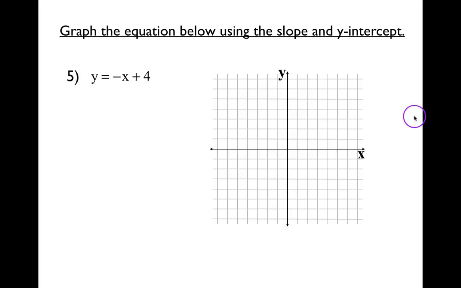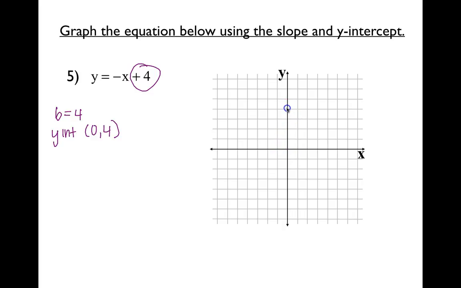Okay, so let's check. What did you get? First, you need to start with your y-intercept, and the way that I go about doing that is identifying b first. B is +4. Let's change the color. B is +4, which means the y-intercept is (0, 4). So that's where I'm going to start.